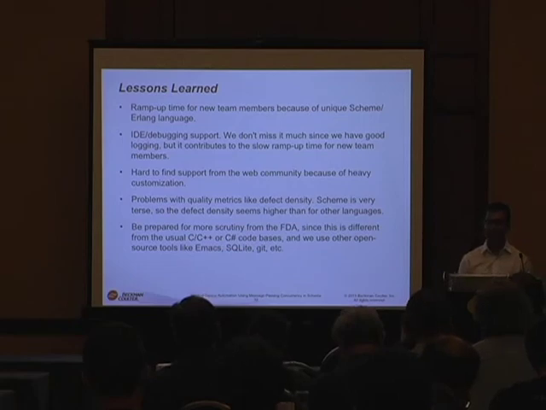Scheme is very terse. Just to give you a sense, all of our instrument server code is 50K LOC. And our thin stateless client, which is not actually doing any logic-based processing, is almost double that size. So defect density and these metrics get very skewed because of this.